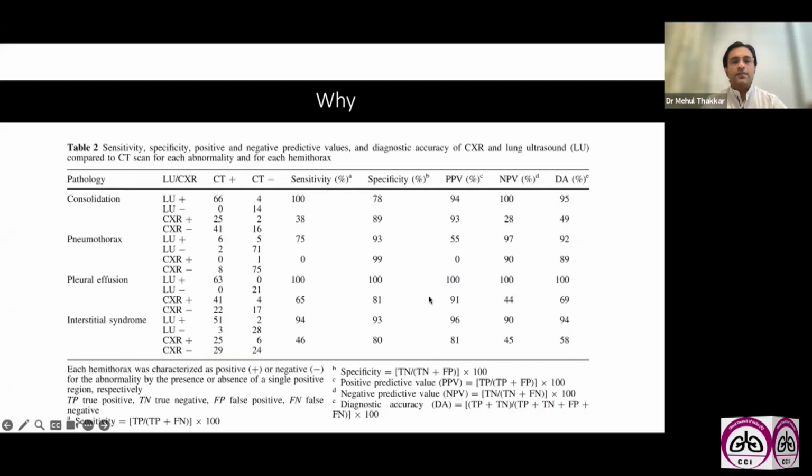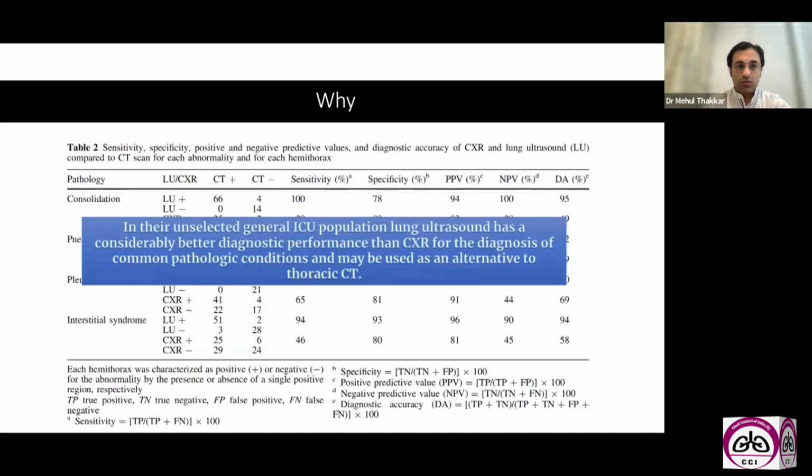Let's start with the why. Why we need ultrasound. This was one study published way back which showed that lung ultrasound had a good sensitivity and specificity for consolidations, pneumothorax, which was even missed by chest X-ray, pleural effusions, and also with good protocols, you can diagnose interstitial syndromes also.